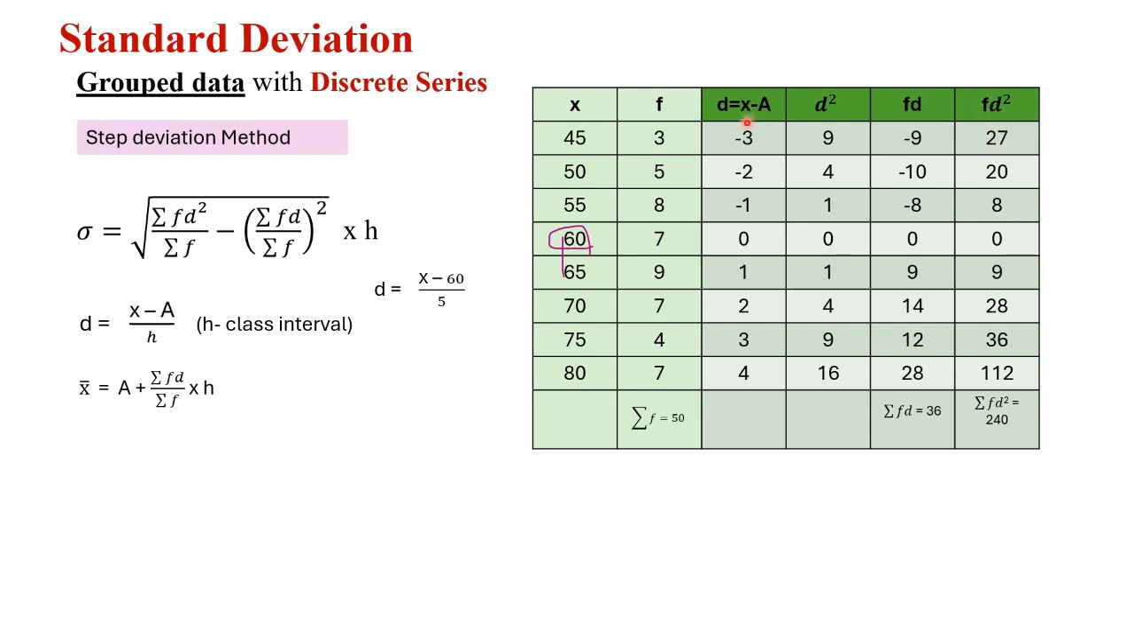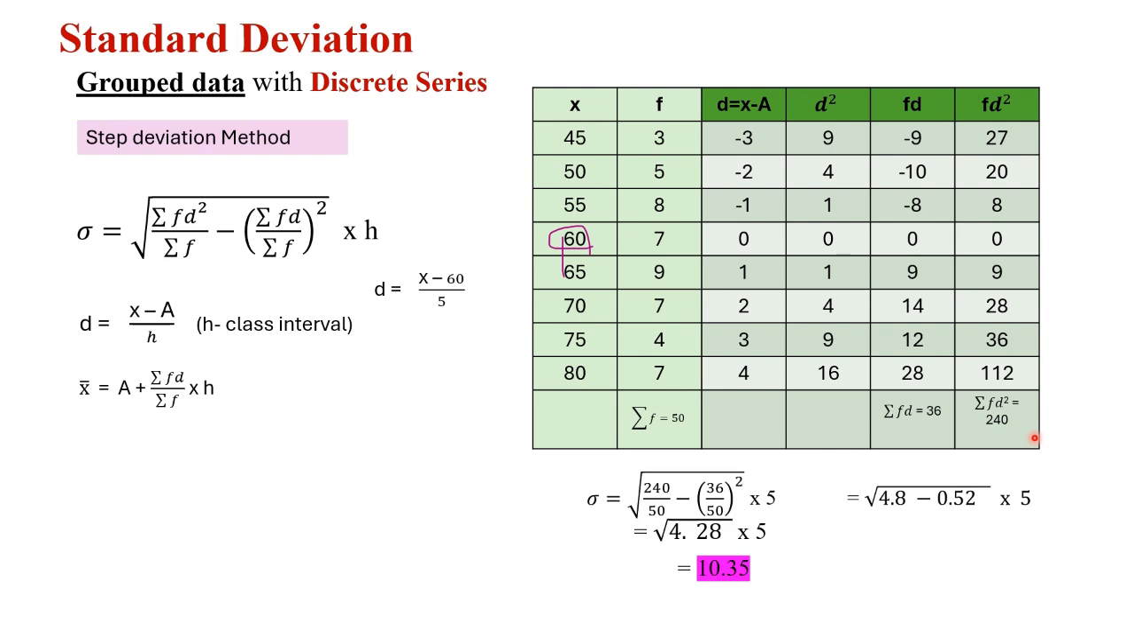Find fd square. 3 times 9 is equal to 27, 5 times 4 is equal to 20, 8 times 1 is equal to 8, 7 times 0 is 0, 9 times 1 is 9, 7 times 4 is 28, 4 times 9 is 36 and 7 times 16 is 112. Total is 240.